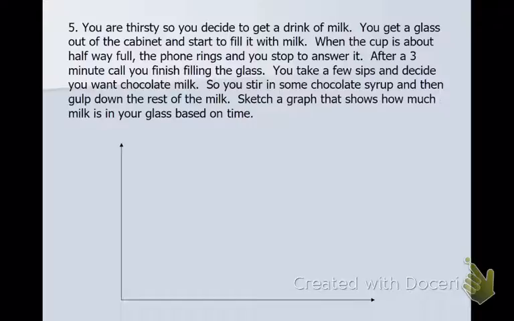And based on the story, your graph should look a particular way. So, we start to read. You're thirsty, so you decide to get a drink of milk. You get a glass out of the cabinet and start to fill it with milk. Now, here's what I would do. I would underline or circle any phrase that you think is going to make your graph change.